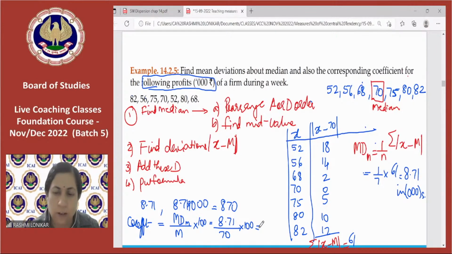That is what I keep saying again and again, you have to take the mod. You have to take the absolute value. You don't have to consider it as minus or plus sign. Just take the difference. 8.71 divided by 70. So this is 12.45. 12.44. Right?